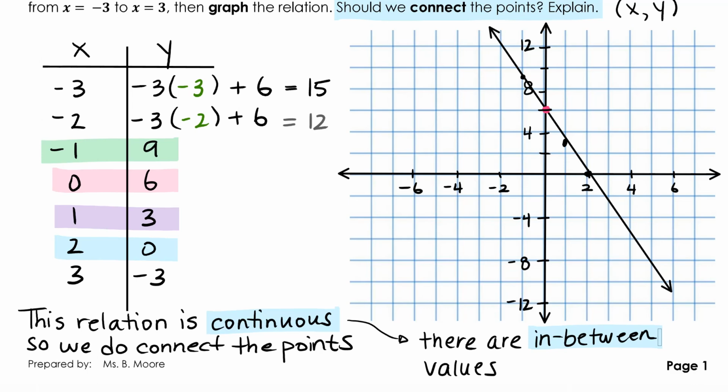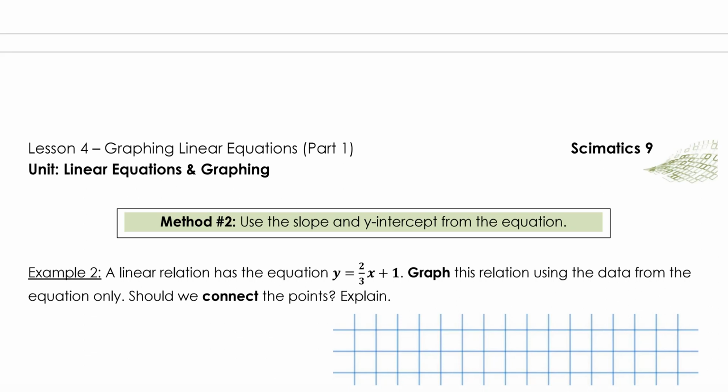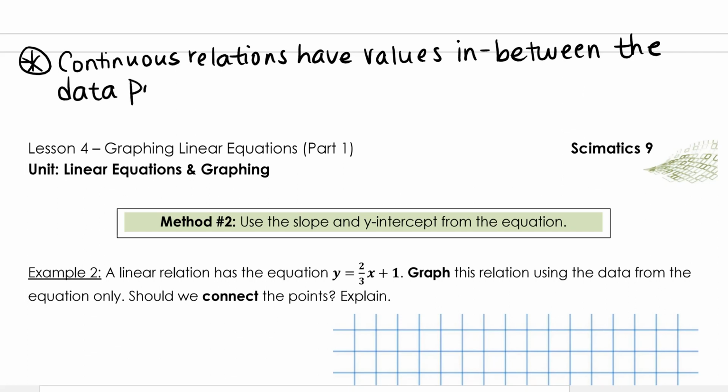So on the top of the next page here, let's make a summary of that theory. Continuous relations have values in between the data points. Discrete relations do not.